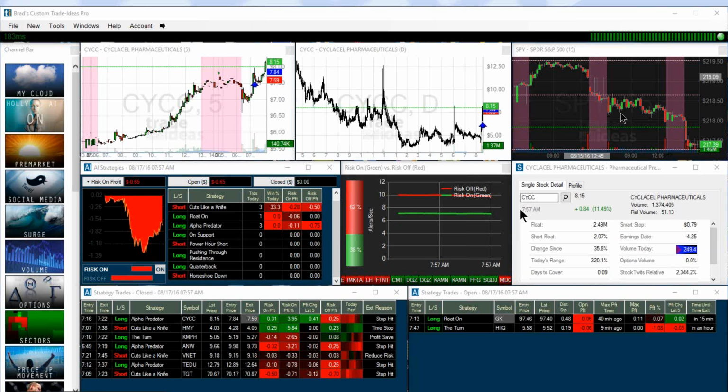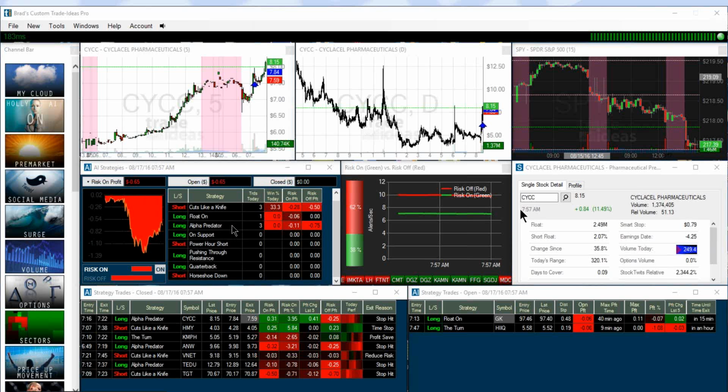It consists of 3 different charts: a short time frame, a daily time frame, as well as a look at the spiders on a 15-minute chart. So a multi-day spider chart gives us a flavor of how the market's performing and been performing over the last couple days. This is our AI strategy window.